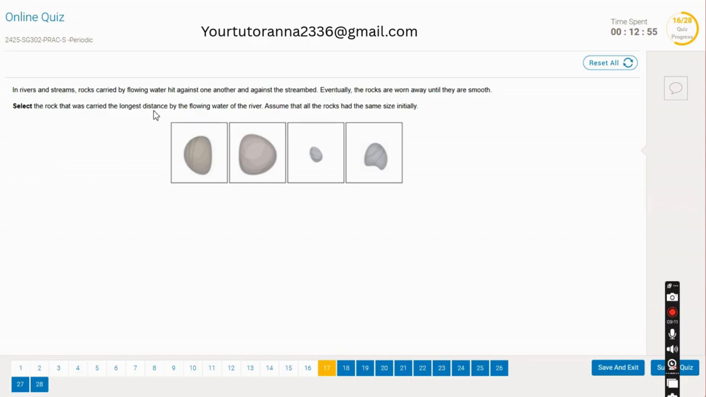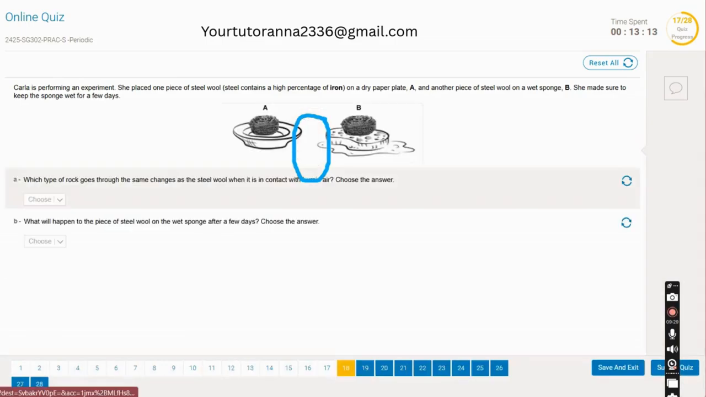Select the rock that was carried the longest distance by flowing water in the river. Assume that all rocks have the same size initially. Now you will see this one. Why will your brain automatically choose this one? Because it has been in the water the longest time and it's being hit by other rocks. And it's weathering into this very tiny, small rock.